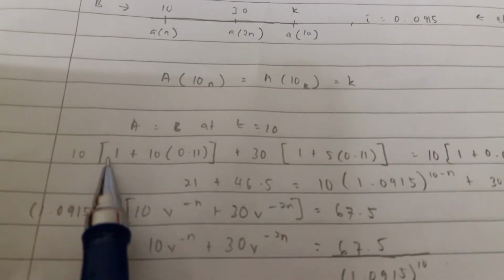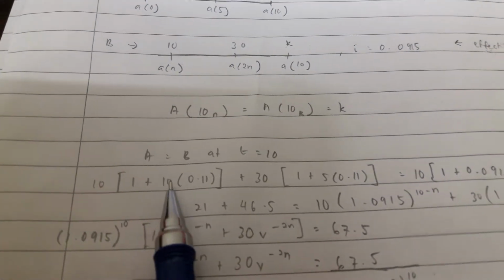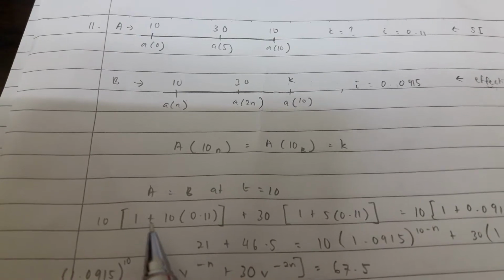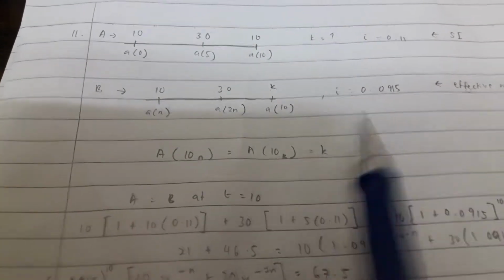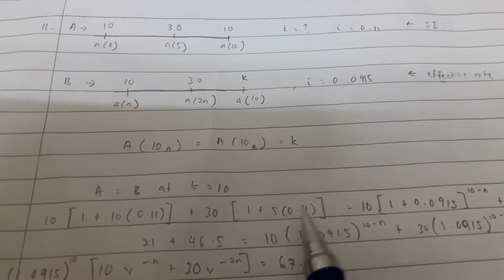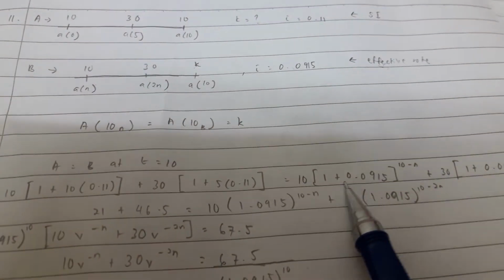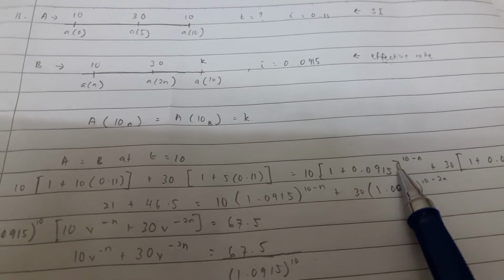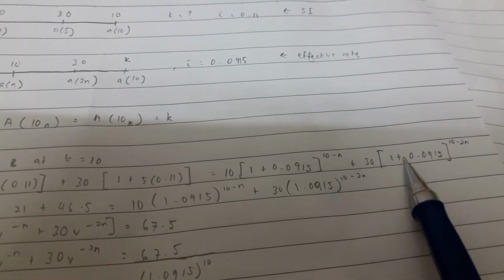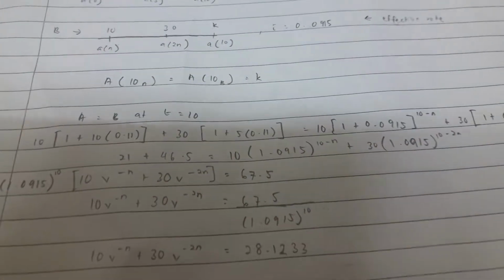And then here we use the formula simple interest. We use K times 1 plus IT, so 10 times 1 plus 10 times 0.11 plus 30 times 1 plus 5 times 0.11 is equal to 10 times 1 plus 0.0915 to the power of 10 minus n plus 30 times 1 plus 0.0915 to the power of 10 minus 2n.